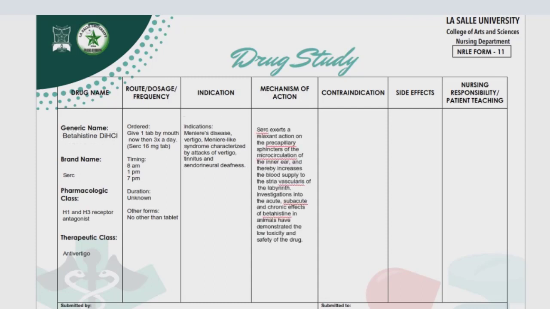So for the indication, we have there Meniere's disease, vertigo, Meniere-like syndrome characterized by attacks of vertigo, tinnitus, and sensorineural deafness. Okay, so those indications are what the patient experienced. So for the mechanism of action, we'll just simply copy the mechanism of action from the website or from the book.